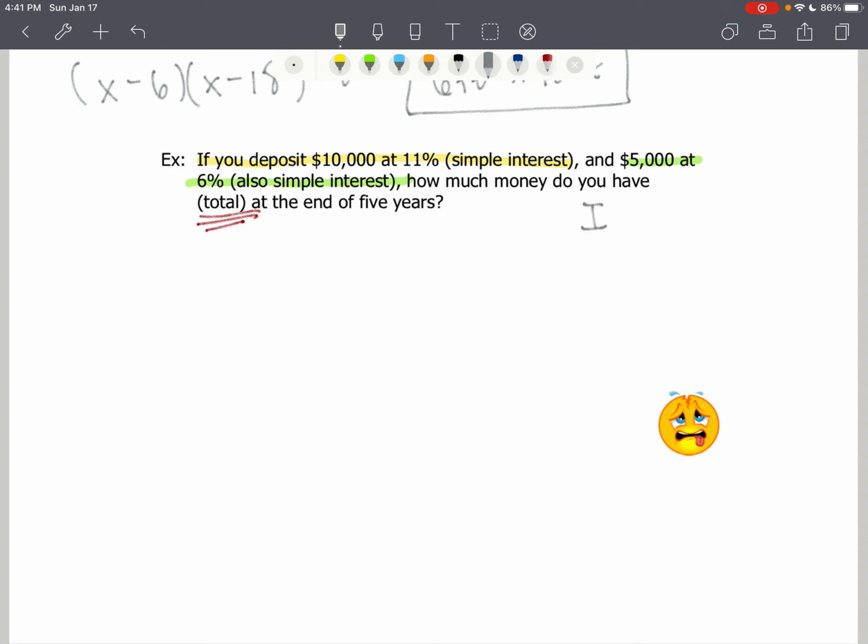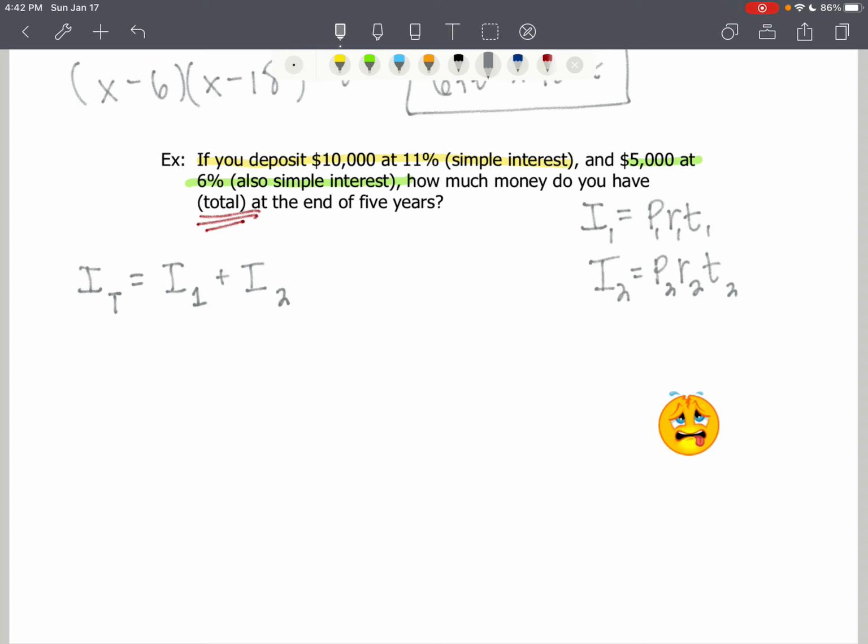So remember, simple interest is I equals PRT. We're dealing with two different deposits though. So we've got the interest from the first deposit, which would be sub 1, and then the interest from the second, which would be sub 2. So our total interest is going to equal the two interests added together.